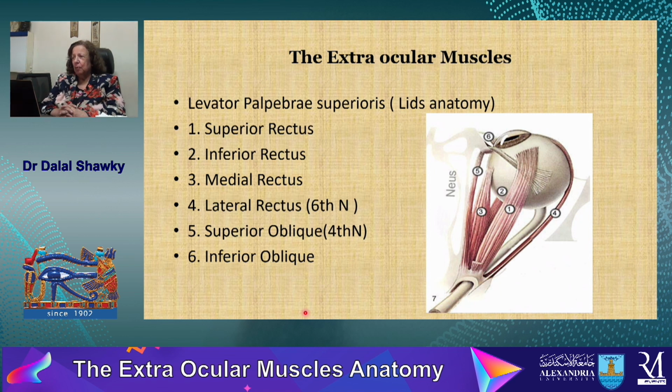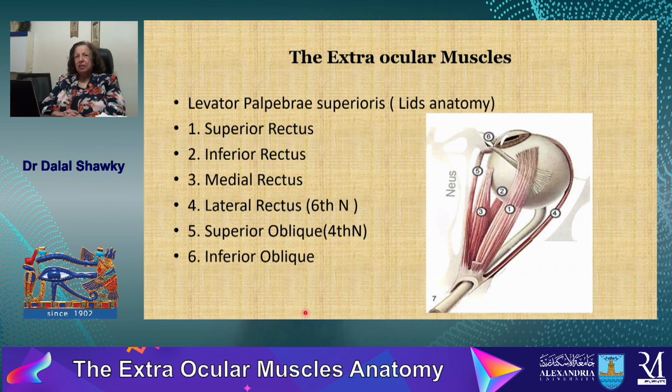The extraocular muscles moving the globe are 6 muscles, 4 recti and 2 oblique muscles. The 4 recti, as we see here from the picture: the superior rectus, number 1, which is above the globe, the inferior rectus below the globe, the medial rectus on the medial side, the lateral rectus on the lateral side, then the superior oblique and the inferior oblique.